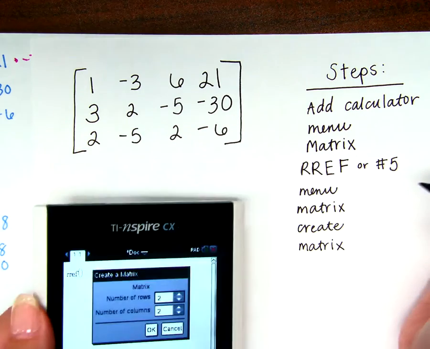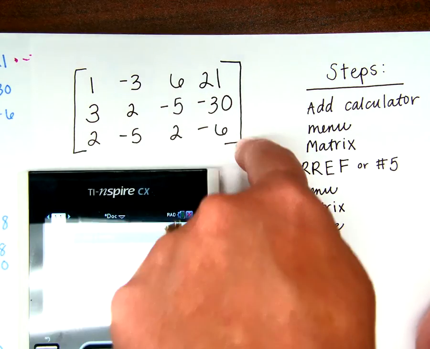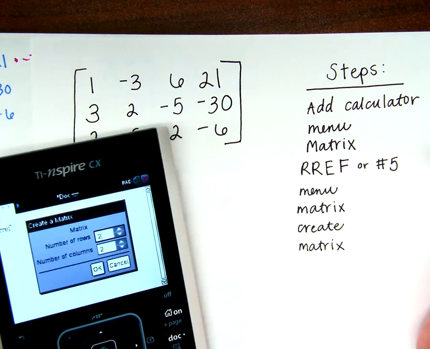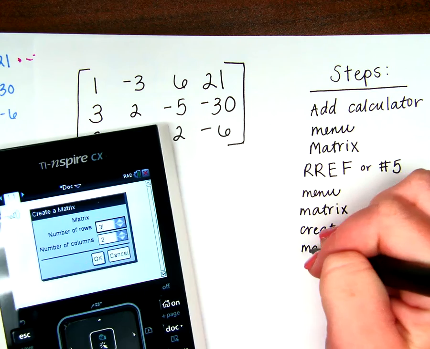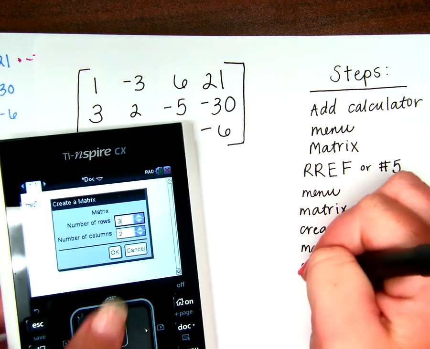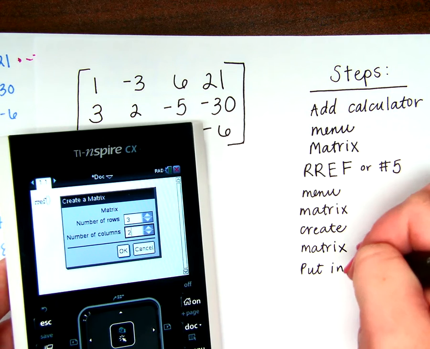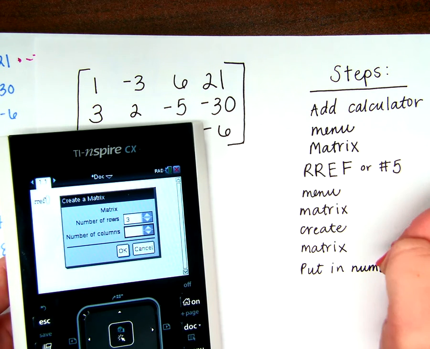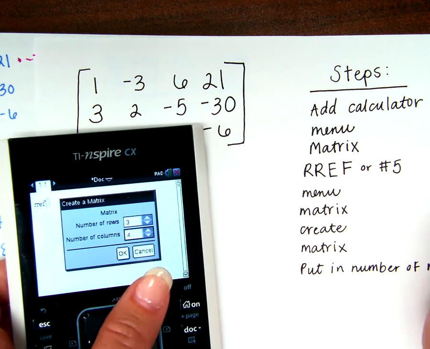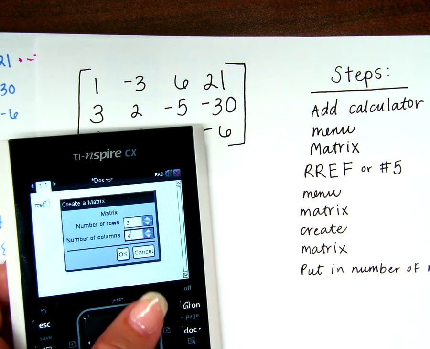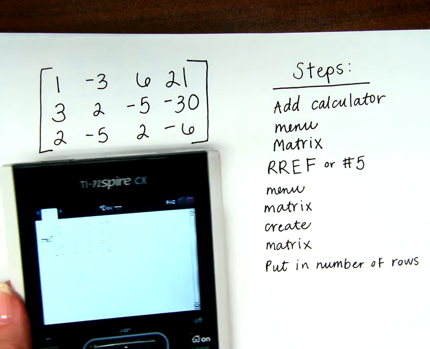Now look at our problem matrix. How many rows does it have? 3 rows. So we need to delete the 2 and put a 3. And I'm going to hit tab. If you use the up and down arrows here, it messes stuff up. It's dumb. I'm going to hit tab and delete. How many columns does it have? 4. Sometimes people get messed up on that and put the numbers in the wrong order. But here's the deal. If I press OK, does this look like it needs to look?